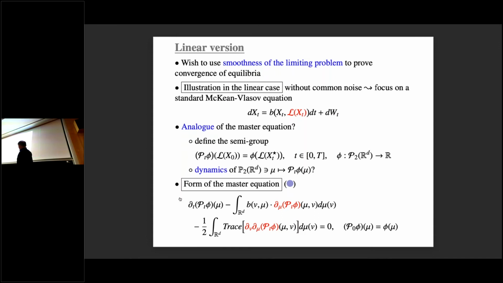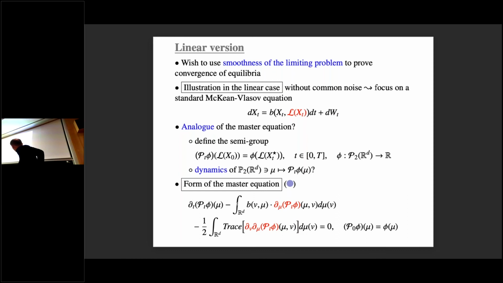So we say that the semigroup solves this transport equation. And now the question, back to my program, is how to use this linear equation on the space of probability measures to revisit propagation of chaos. And this is my detour towards the analysis of the equilibrium.